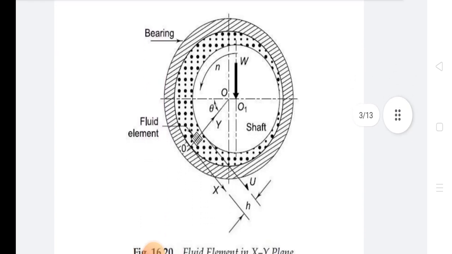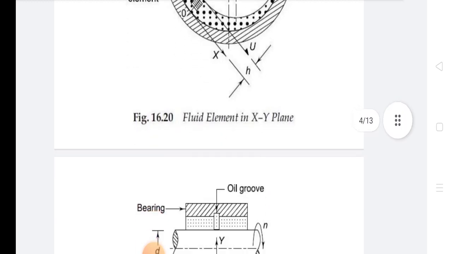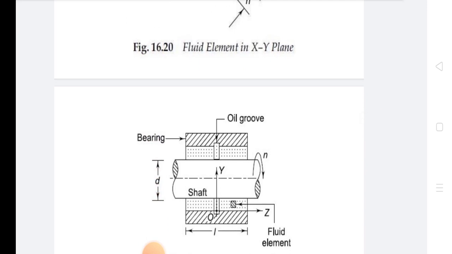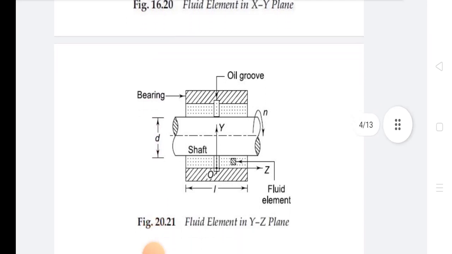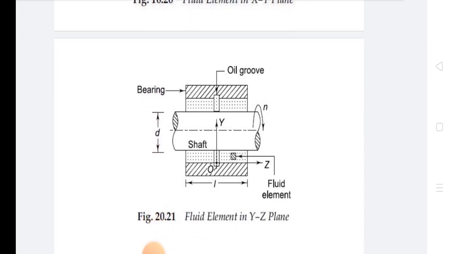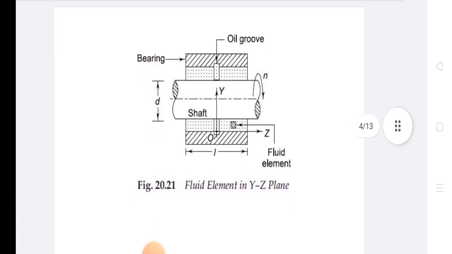So this is the diagram. This is the bearing, this is the fluid element, this is the shaft, this is the film thickness h. So this is the bearing, this is the oil groove, this is the fluid element, this is the shaft. This is the fluid element in the YZ plane.